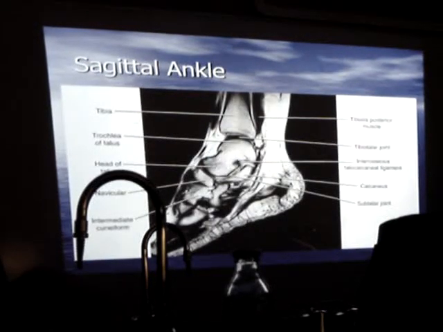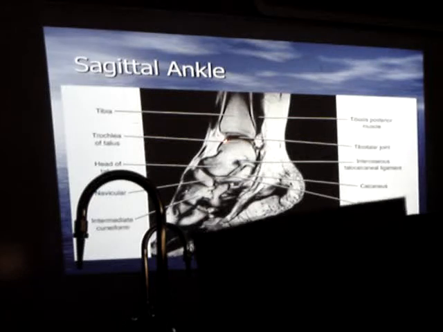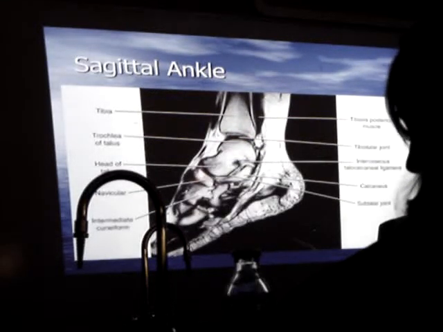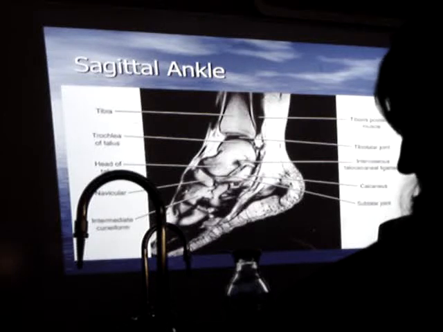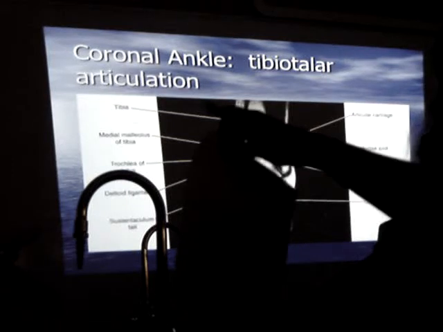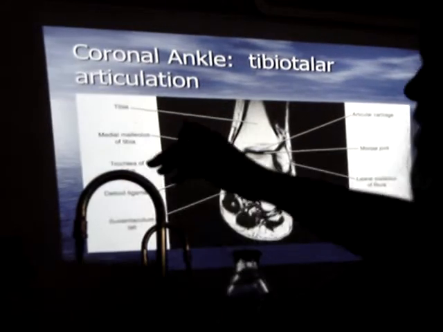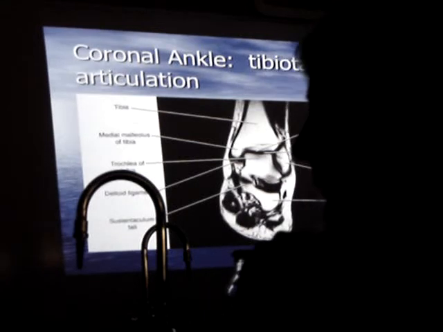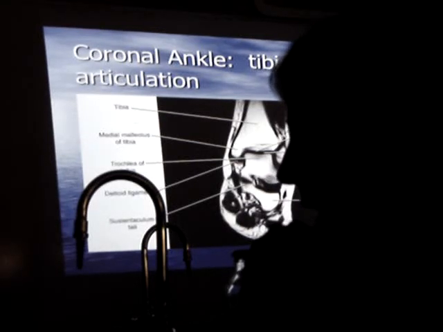Okay. Nice MRI, tibio-talar articulation, talus, navicular. Okay, posterior view of the talus, medial malleolus, lateral malleolus. And that's all.